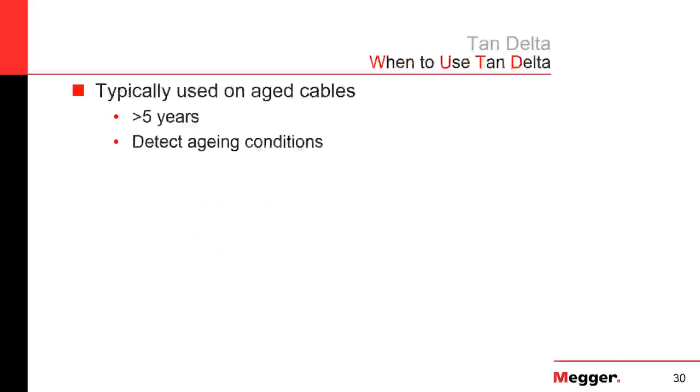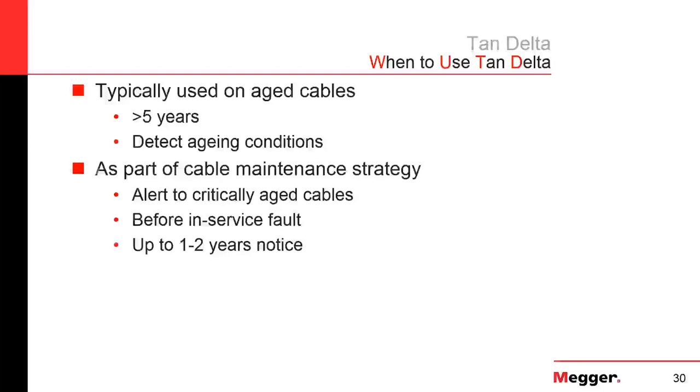We typically use tan delta testing on aged cables, cables that have been in the ground for more than 5 years. If you want to use it on your new cables, go ahead, that's no problem, but it's typically used on aged cables.